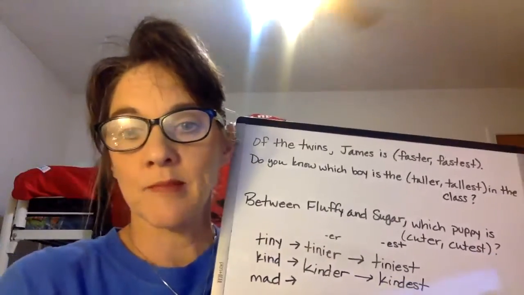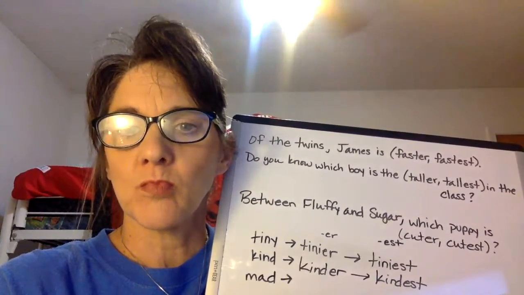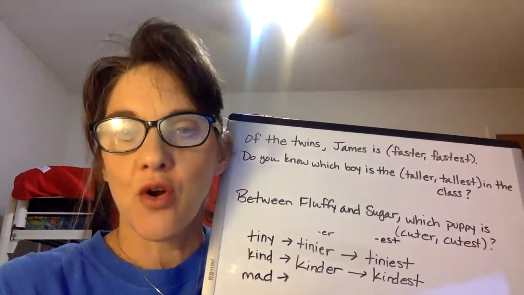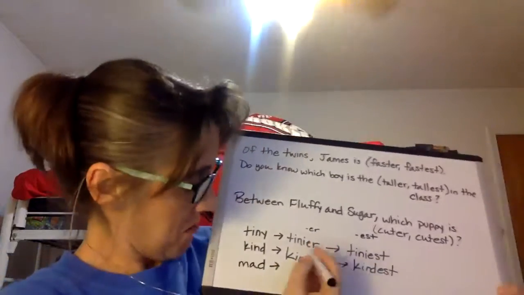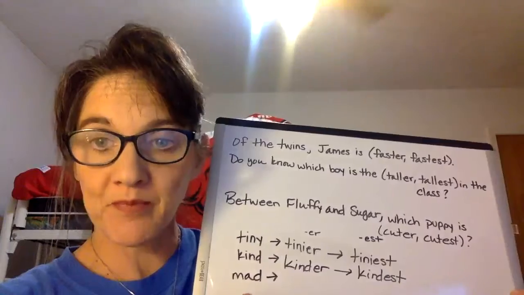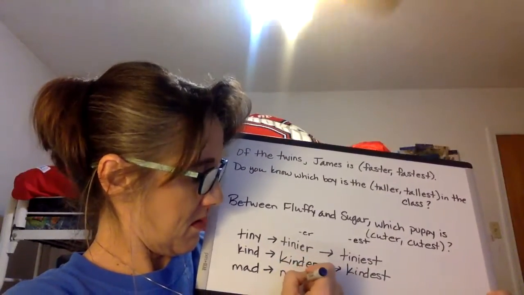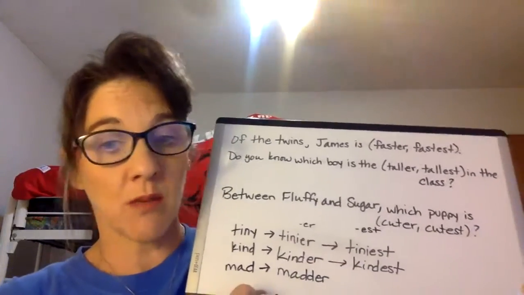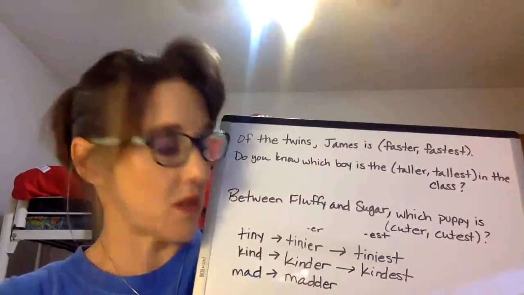Mad. What can I say? My father was madder than my mother. Okay. Notice that it's a one syllable word and it ends in a consonant. So I have to double that consonant. Okay. Mater. If I don't double the consonant, then I've created a whole different word. Okay. So you do have to pay attention to that.